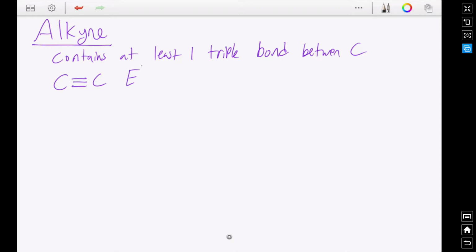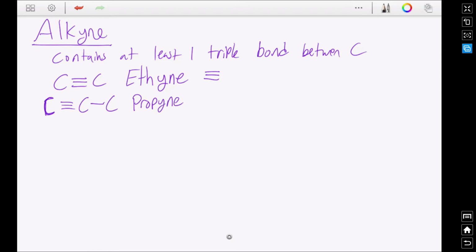Now 2 carbons is usually an eth, but because it's a triple bond, it's not an alkane, it's not an alkene. We would call this an ethyne. Ethyne. And then the line diagram for that would just be a triple line like that. Okay. Propyne would look like this: carbon, triple bonded to another carbon, single bonded to another carbon. And this would be propyne.